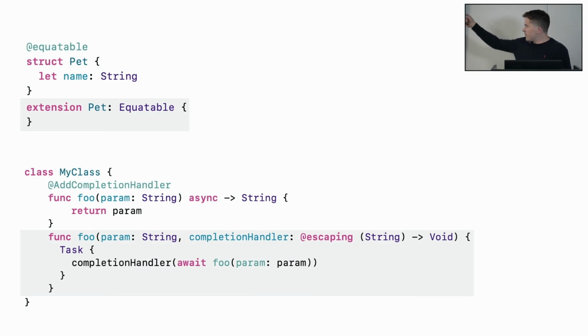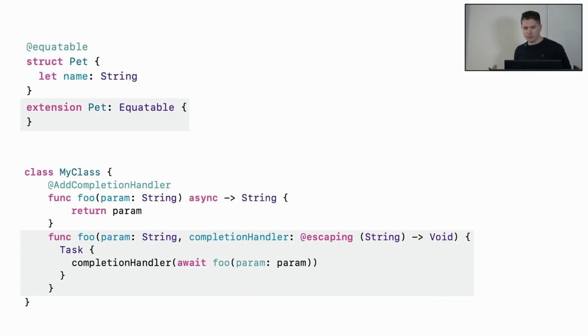And here are two attached macro examples. If you are not familiar with Swift macros, you can expand them with Xcode, so you can directly see the generated code inside the IDE. And that's what you see in these examples. On the top, we have an extension macro that will generate a conformance to the Equatable protocol. And on the bottom, we have a peer macro that will generate a peer to the function you attached it to. In this case, it will generate the completion handler version of the async function you attached it to.